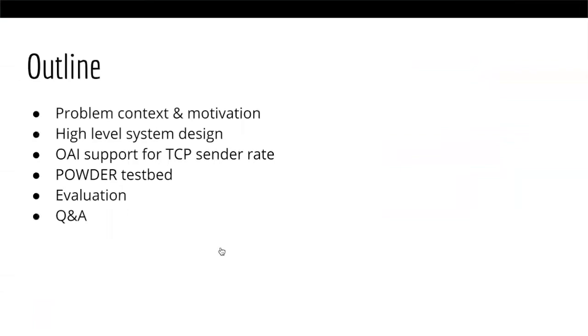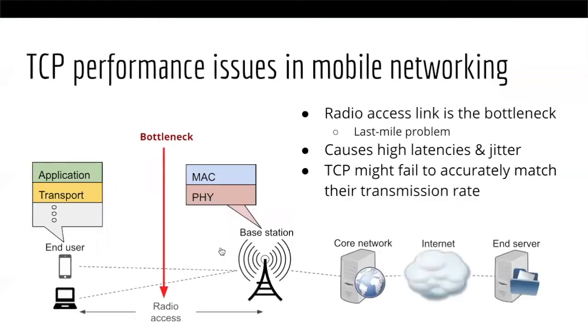So let's start with defining our problem context and what we are interested in. At the bottom of this slide, we see a generic mobile network architecture. On the left-hand side, we have an end user. The traffic goes through the base station, which is the radio access network here, and all the way up to the end server where we receive our application services.